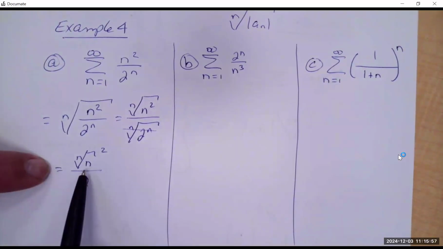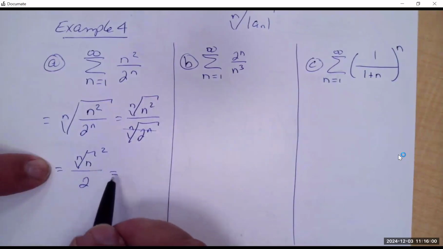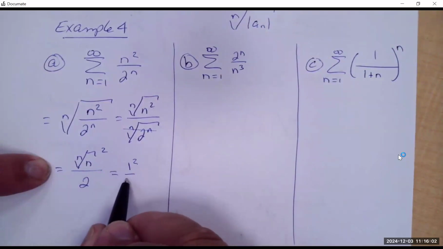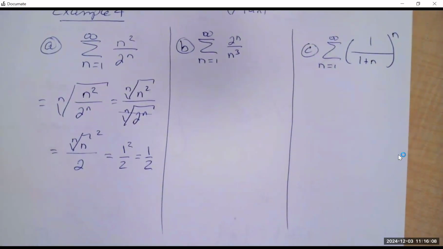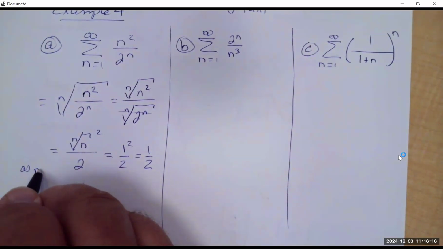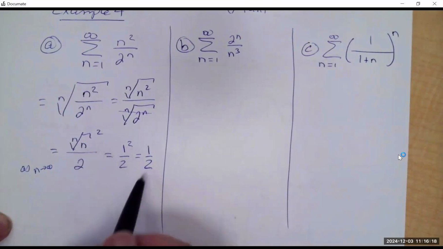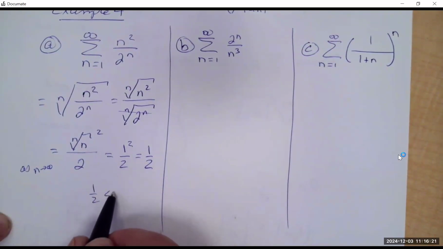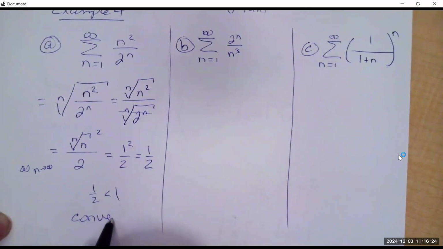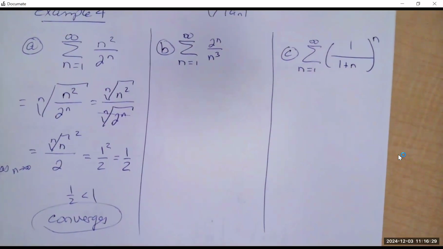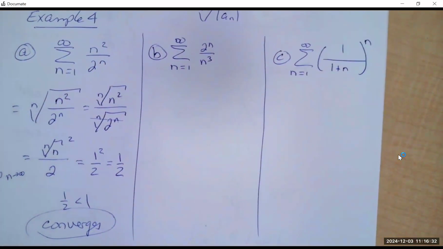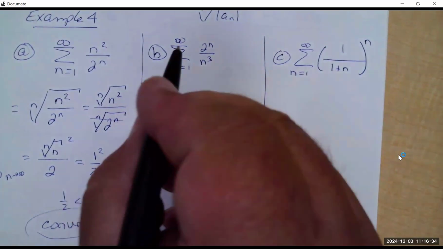As n goes to infinity, what does this become? So what happens here? As n goes to infinity, the limit, we get this. Since 1/2 is less than 1, it converges.